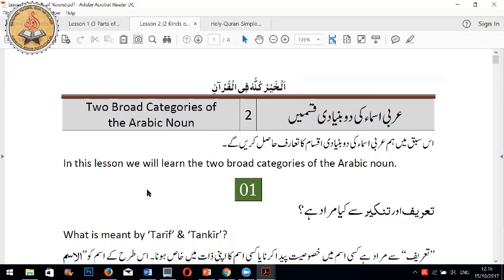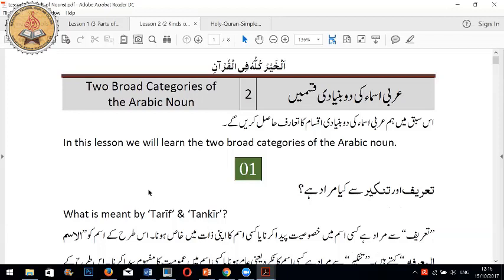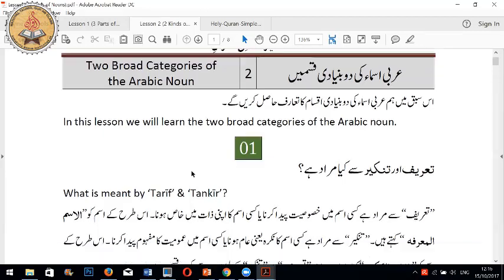Okay, and point number 1 is what is meant by Tarif and Tankir. Remember, the word Tarif is used many times, commonly in Urdu, Tarif. Now Tarif. What is Tarif?